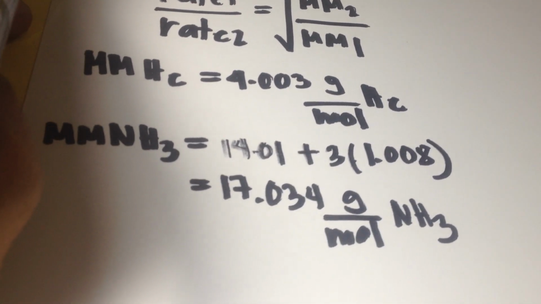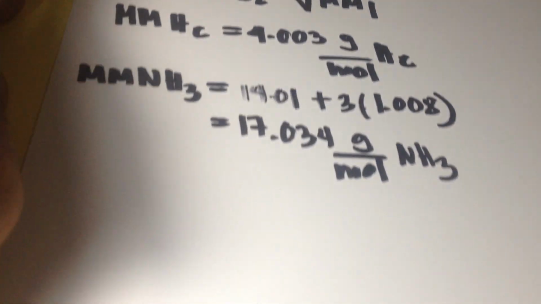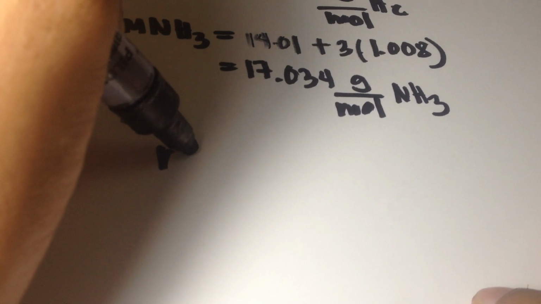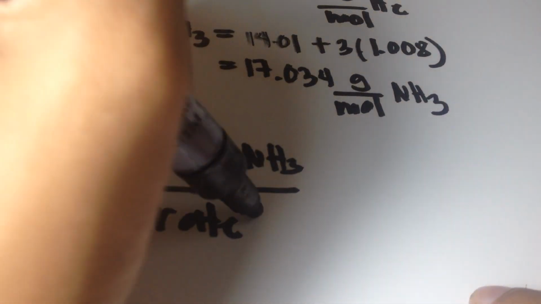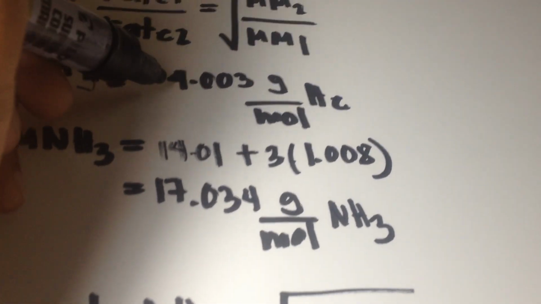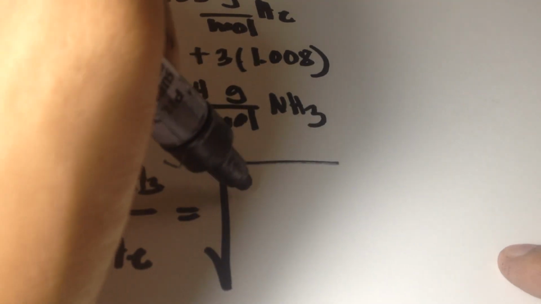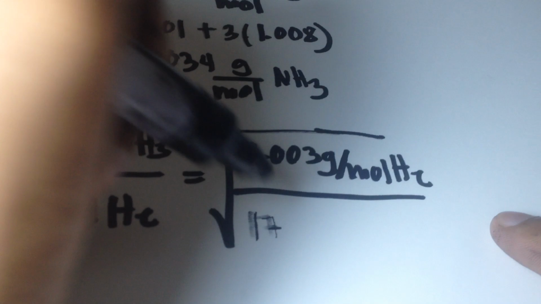And then let's start to solve the formula again. So rate 1 is ammonia and rate 2 is helium. So the rate of ammonia over the rate of helium is equal to the square root of the 4.003 grams per mole of helium over the 17.034 grams per mole of ammonia.